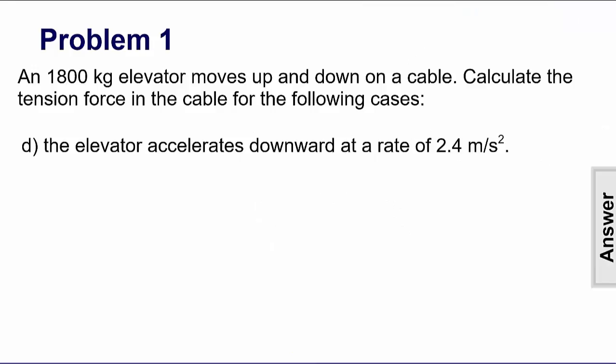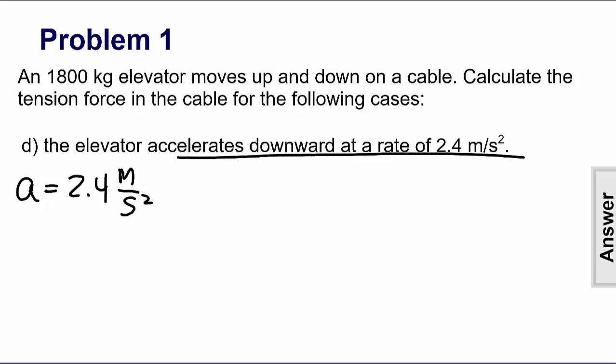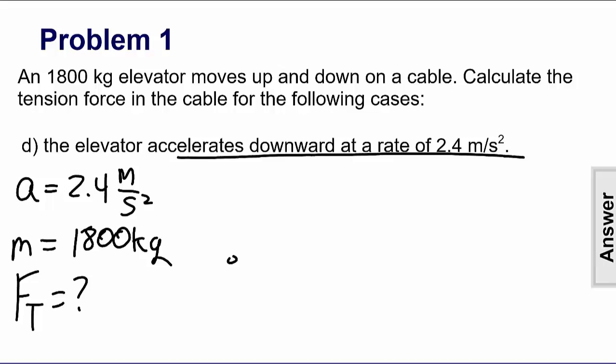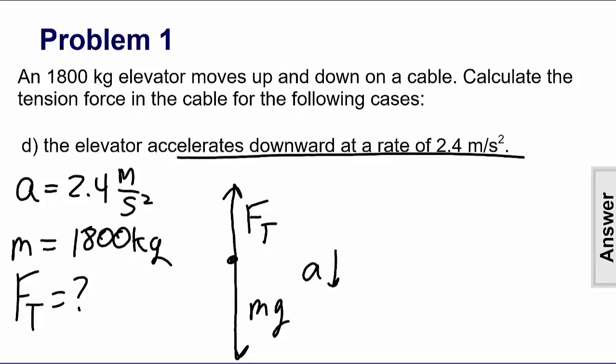Part D says that the elevator is now accelerating downward at the same rate as it was in the last problem. So downward, we're moving at 2.4 meters per second squared for an acceleration. The mass is still the same, and we're still looking for tension force. Here's our free body diagram. Yet again, we have tension force up, we have mg down, and the acceleration this time is downward.